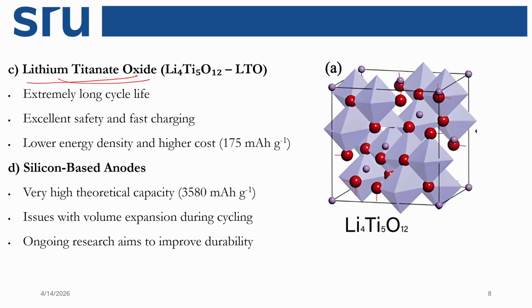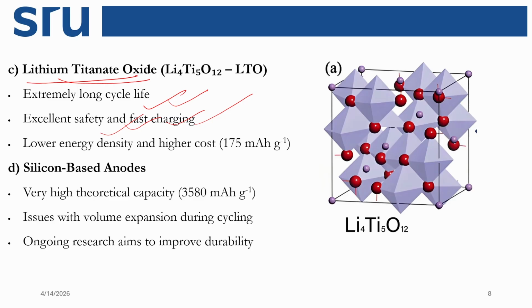Li4Ti5O12. This has a spinel type structure. It has an extremely long cycle life, meaning its stability is very good. There are no structural deformations of the compound over a long run. It is also excellent for safety and fast charging and discharging. So you can charge this material very fast. That is called C rate. The C rate is very high.